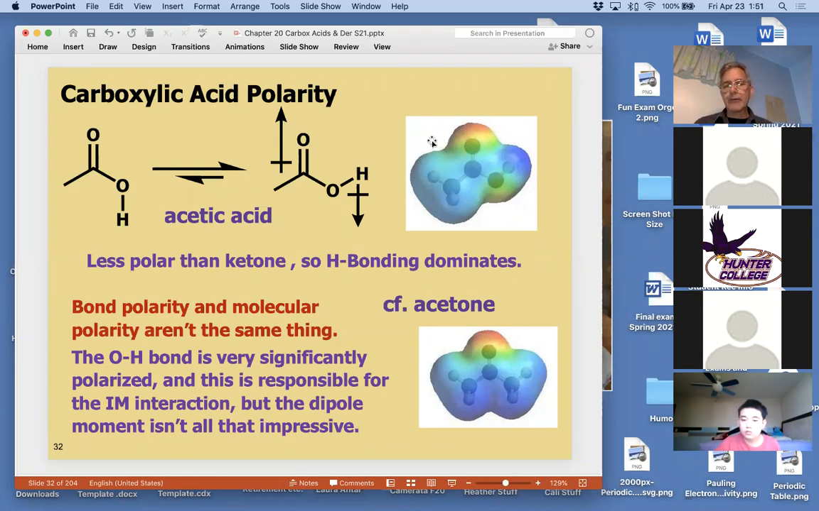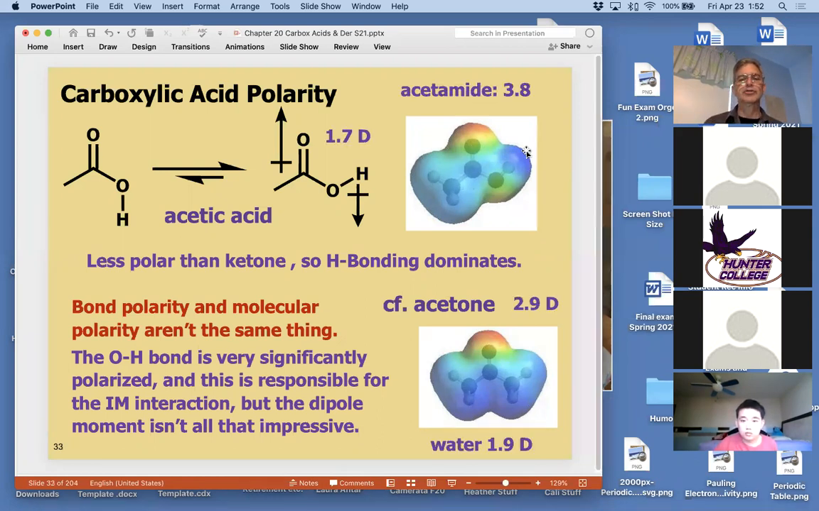Molecular dipole is an average property for the whole molecule. But when you have hydrogen bonding, that's one site that's responsible for dramatic interaction. It's different. I hope that is clear. We'll see the results of that. So here are some numbers just to prove it. Acetone has a dipole of 2.9 Debye. Acetic acid has a piddly little dipole of 1.7 Debye. Acetone is much more polar than acetic acid.